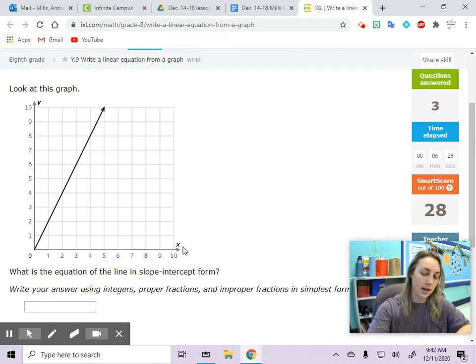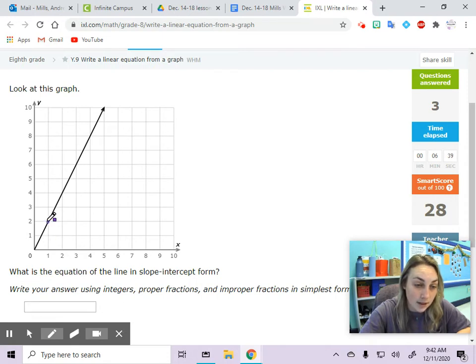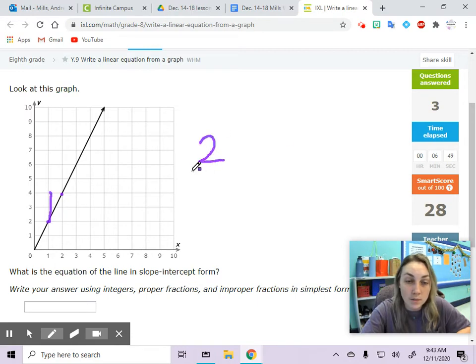So again, we need to find 2 things, the slope and the y-intercept. Let's find the slope first. Pick 2 points. My first point is going to be, I'm following the line, I'm going to put it here. Keep following the line. My next point's here. The numerator is going to be how much I rose, and I rose 1, 2 points. So my numerator is 2. And then I ran 1 point, so my denominator is 1. That can be reduced to 2.